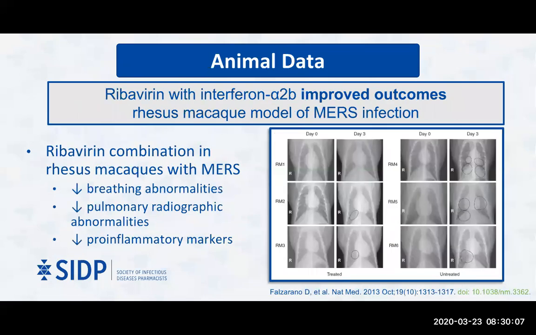In contrast, when ribavirin was put in combination with interferon alpha 2b in a rhesus macaque model of MERS infection, it seemed to improve outcomes. And here that was demonstrated in the rhesus macaques by decreased breathing abnormalities, improved radiographic findings, and decreased pro-inflammatory markers in the animals that were treated with ribavirin and interferon compared to placebo.